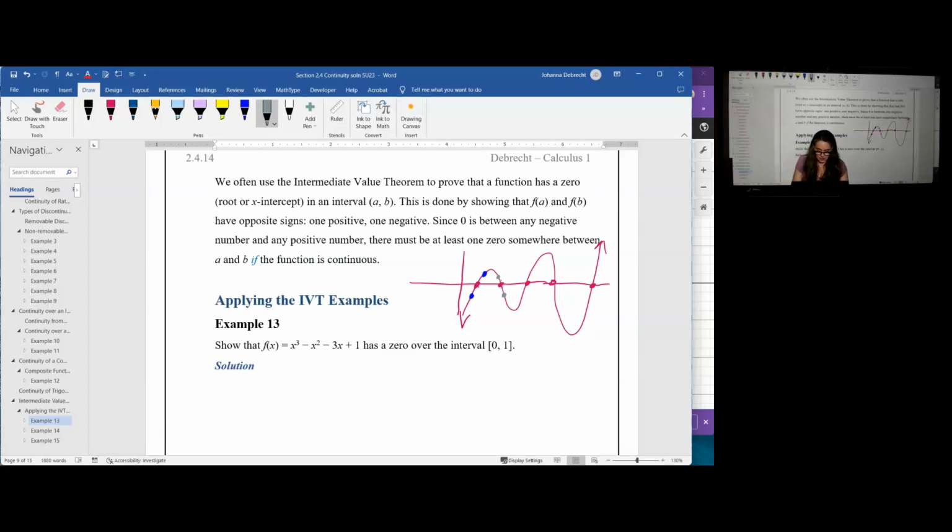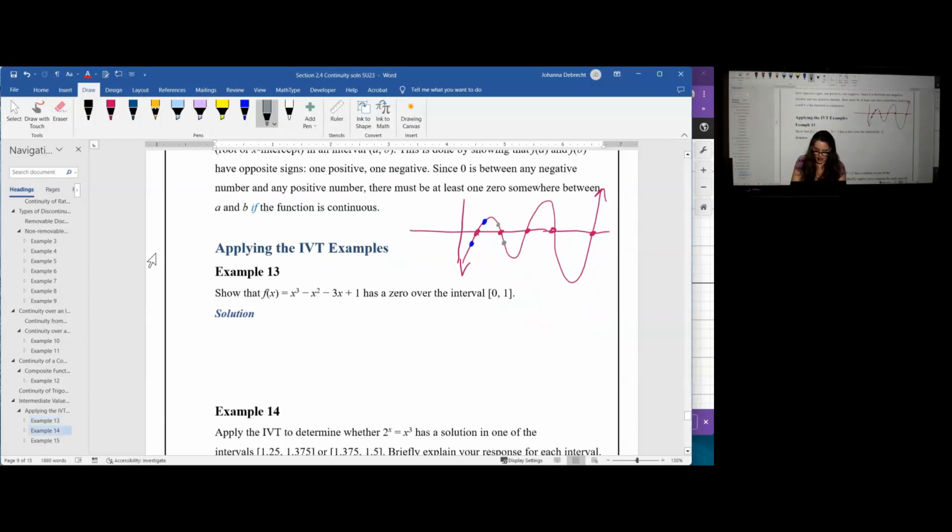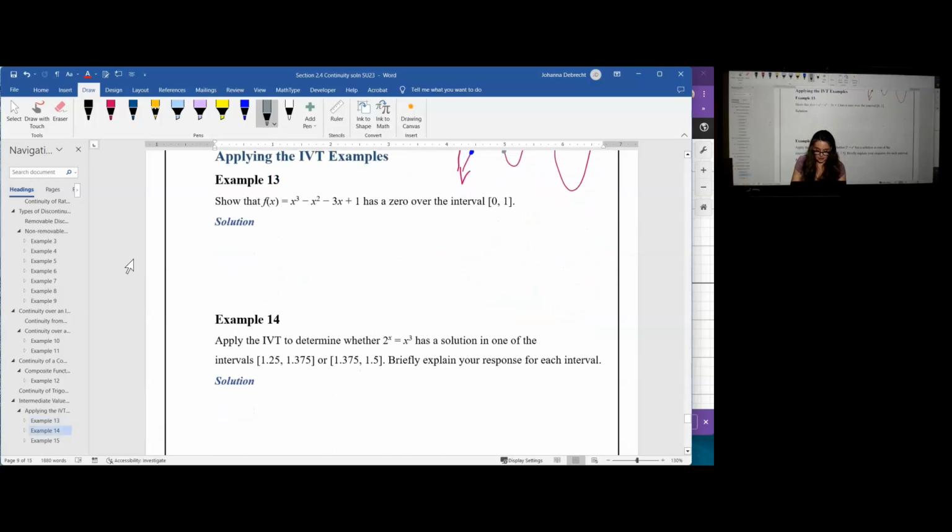Now let's take a look at applying this theorem. I want you to work out the problems 13 and 14, looking for whether or not we can prove that there is an x-intercept or 0 over these intervals. Pause the video, work it out, then turn it back on.